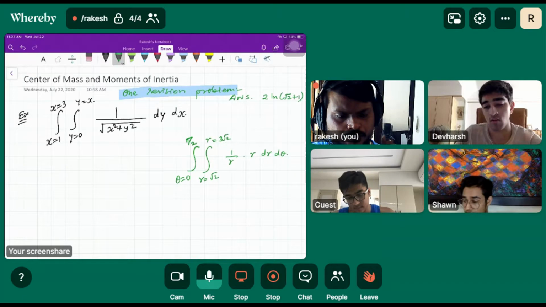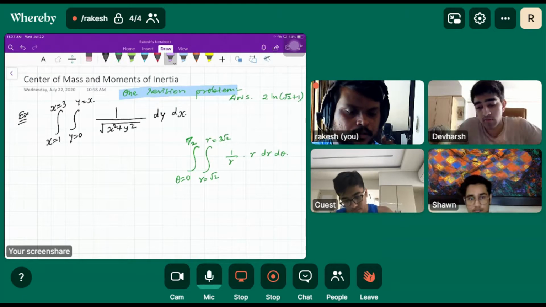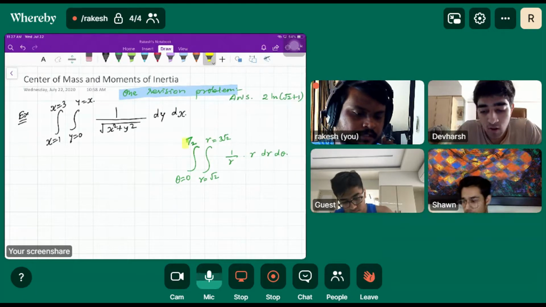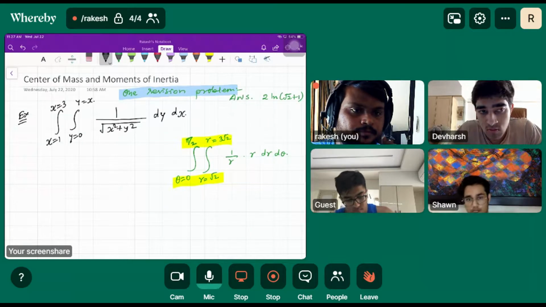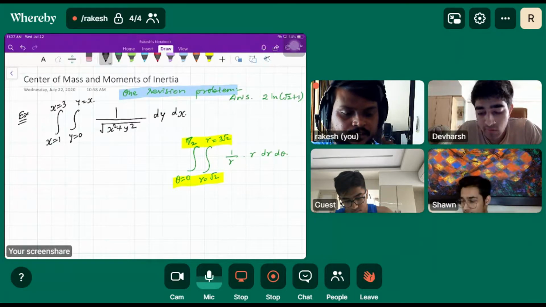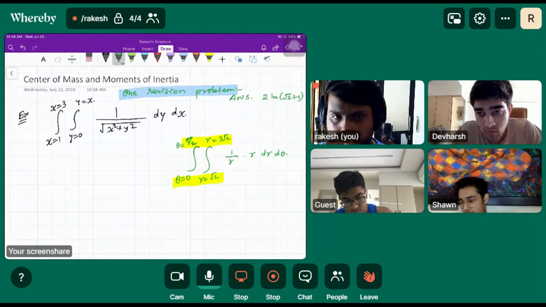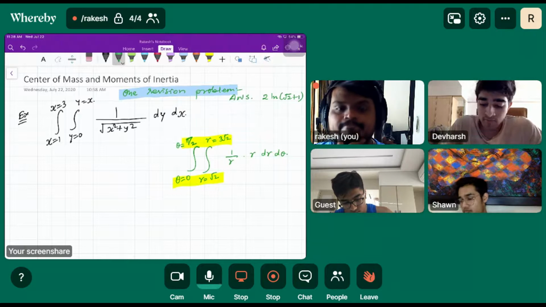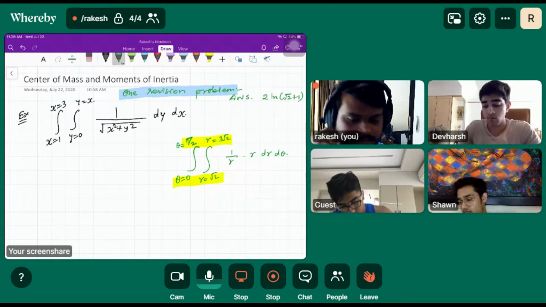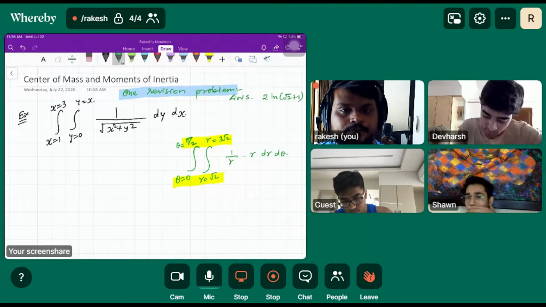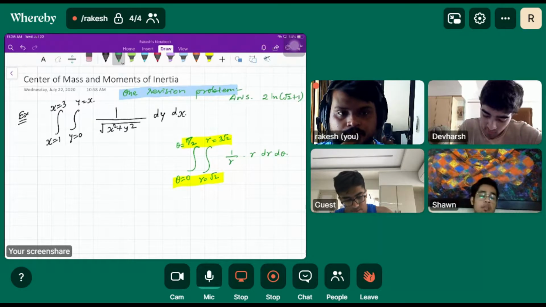All of you got this answer only. So I got the theta, I wasn't sure about r. You got theta from 0 to pi by 2. Okay. What about you, Mano?